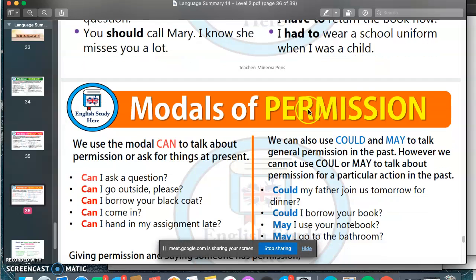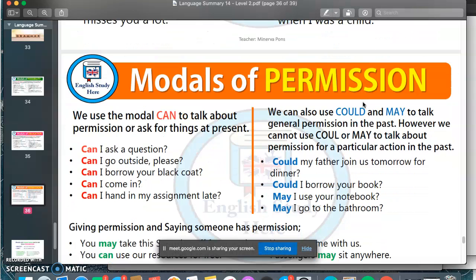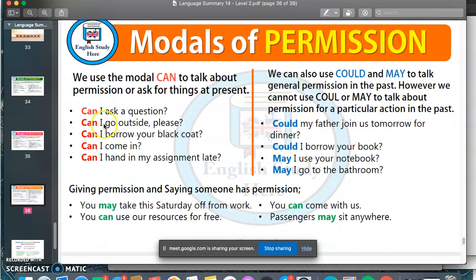Then we have modals of permission. For the modals of permission, we are using can, and then we are using could and may. So again, this is when you ask me for permission, you are asking me in case there is any specific rule. For example, if you ask me, can I go outside or can I go to the restroom? Of course you can, because you can do it with your body.